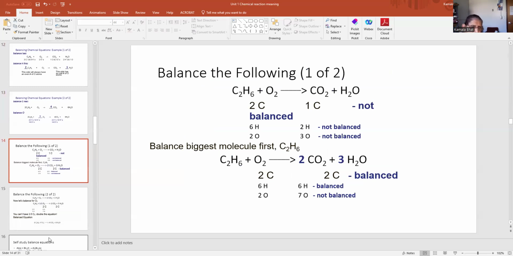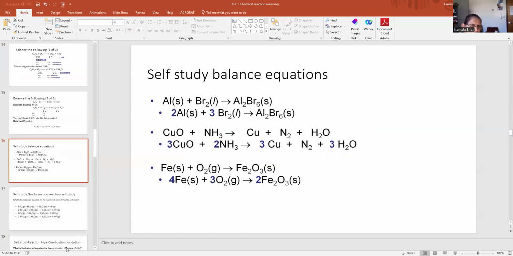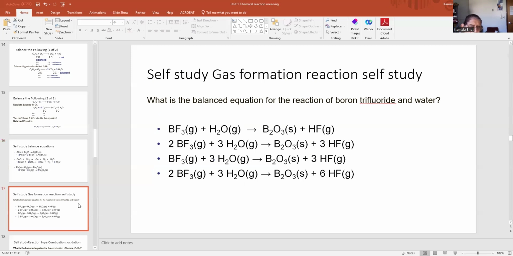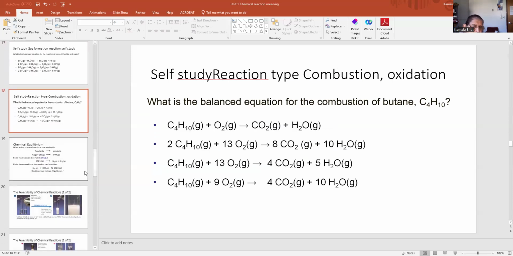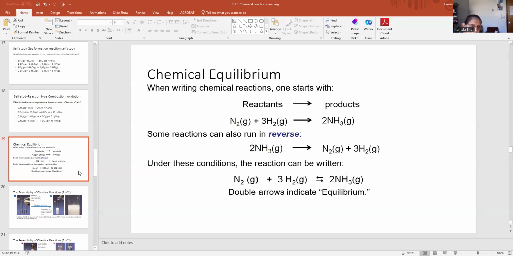And this is another one. You can do it by yourself. And then we have a set of balanced equations. Try and balance them without seeing the answer. The answer is given at the bottom. And then beyond this, we have some self-study questions. Go through them and make sure that you know how to identify a balanced equation, and identify a balanced equation for combustion, so that it's like a review for you.